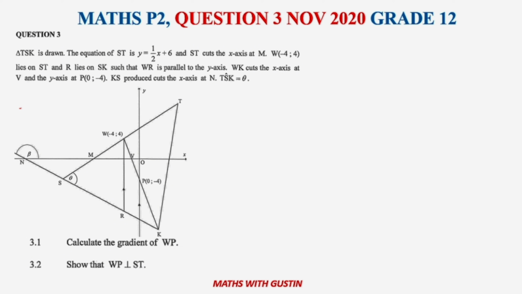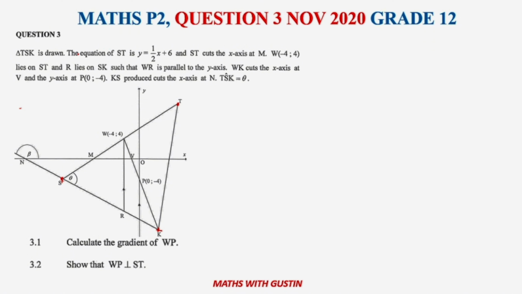Now today let's have a look at question 3, November 2022, grade 12 maths paper 2. It was an analytical geometry question. Let's go ahead and read the question and see what it says. It says a triangle TSK. So we can see the bigger triangle there. TSK is drawn.